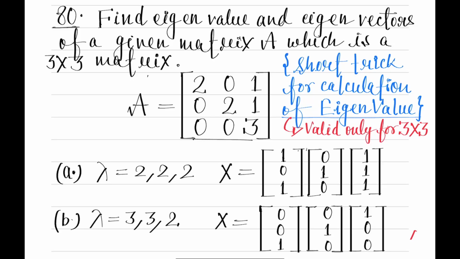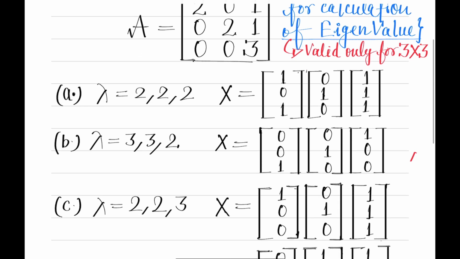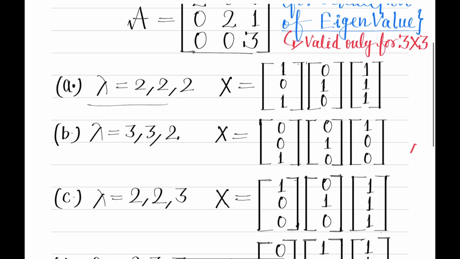Problem number 80. Find the eigenvalues and eigenvectors of a given matrix A, which is a 3 cross 3 matrix. Our matrix is 2 0 1, 0 2 1 and 0 0 3. We have 4 options. Each option has eigenvalues and respective eigenvectors.